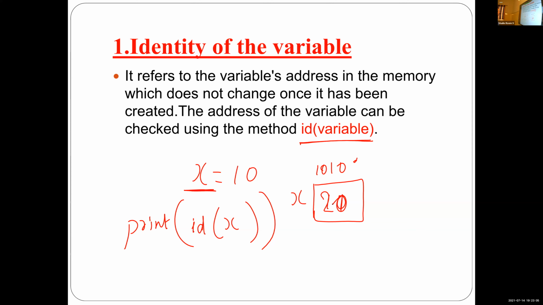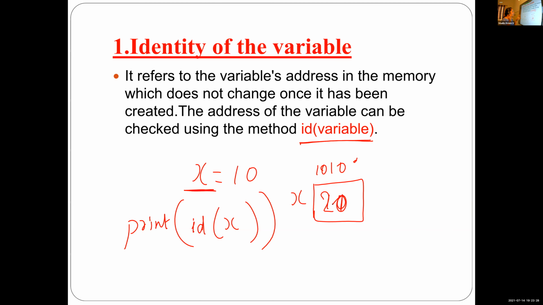The address of the variable can be checked using the method id within brackets, writing the variable. There is no need to bother about this address of a variable. You just understand there is a component based on variable: the identity of the variable. Identity means it is the memory address of the variable.